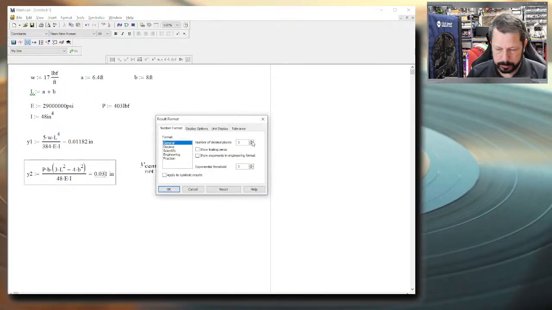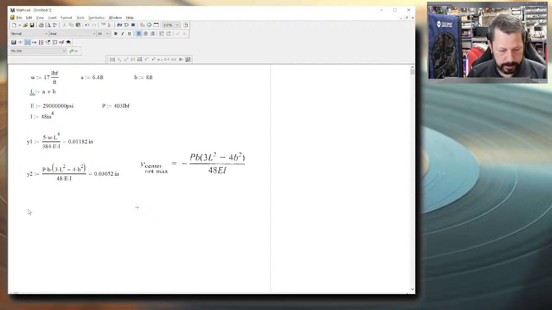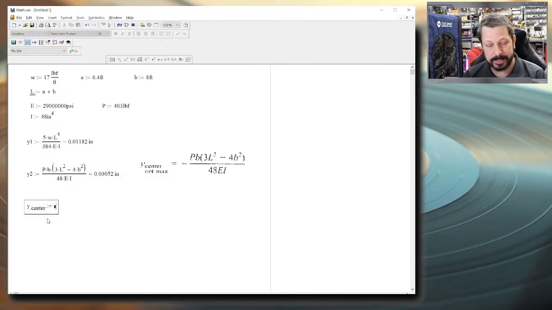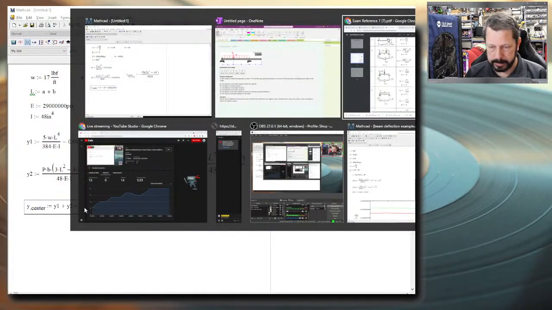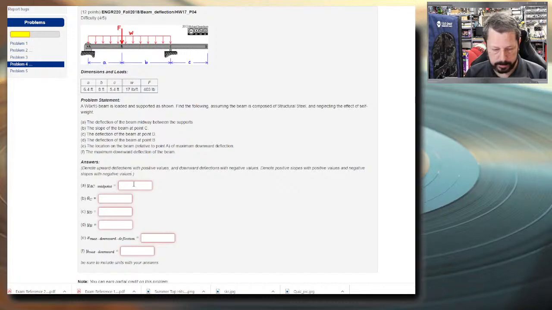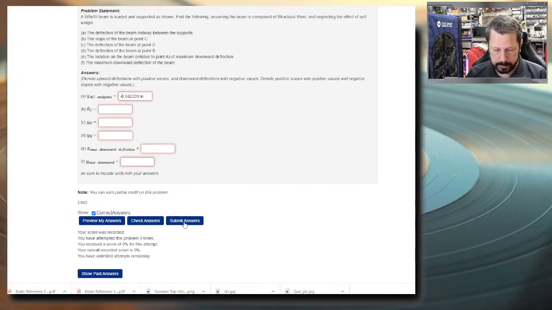And then let's put more decimals. All right. And we should have Y at the center of the span, not the center of the length of the beam, because the beam has that cantilevered section, but the center of the span is equal to Y1 plus Y2. In inches, that is, with more decimals, 04. I wonder if I can copy this number and paste it into WebWork. Let's see, where did WebWork go? Here it is. That one. Hey, I can. That was in inches, but it's negative. So let's put a negative sign in front of it. And let's see. We are correct.